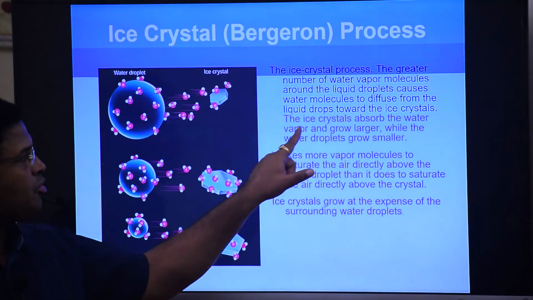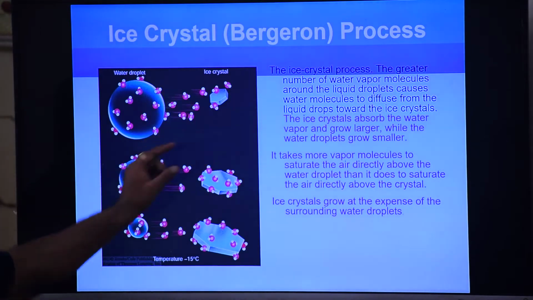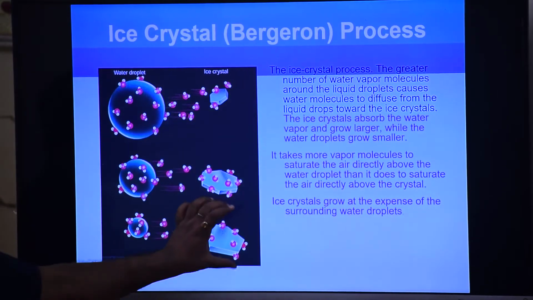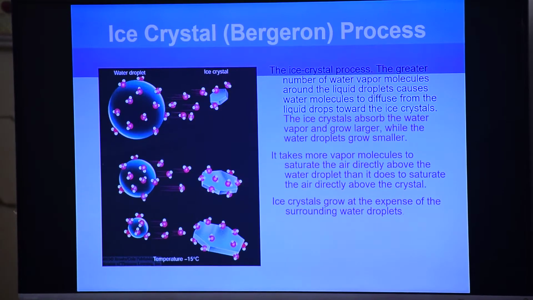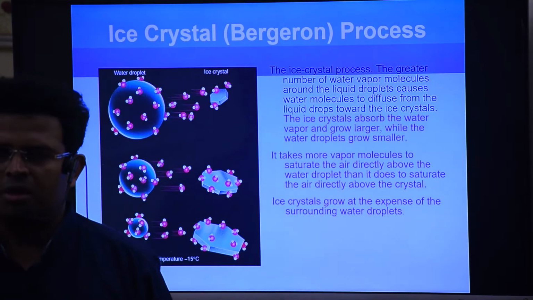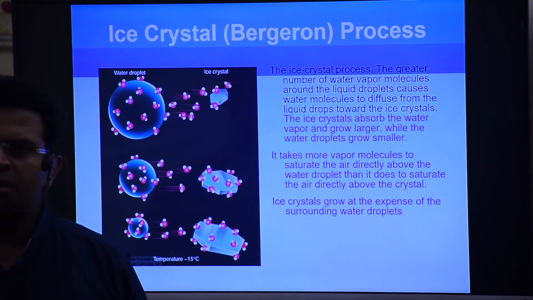And this ice crystal absorbs the water vapor and grows larger, while the water droplets shrink. Again, what was the word I said? In the upper atmosphere, where the temperature is below freezing point, ice crystals and water droplets are in equilibrium. Understood? Next point.